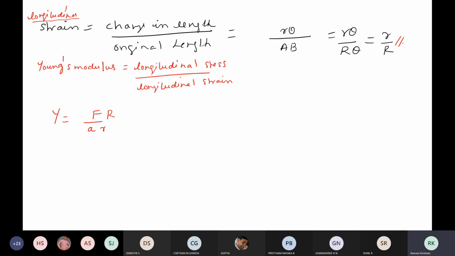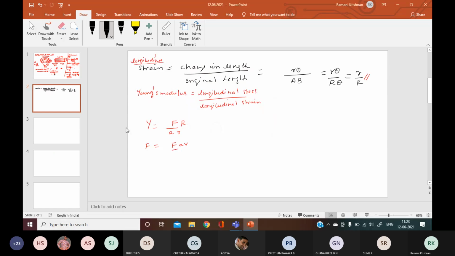Now we are working on force. So what is stress I want? Because bending moment is stress into perpendicular distance. So force F is equal to Y into A r by R. Tell me what I'll get. F is equal to Y A r by R. Do you understand this?